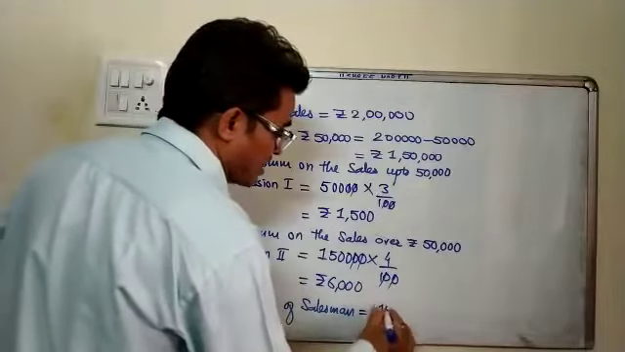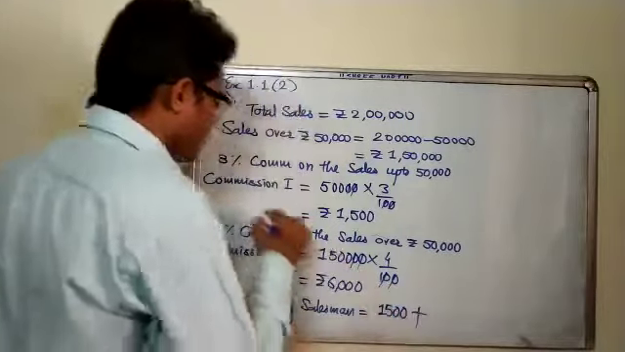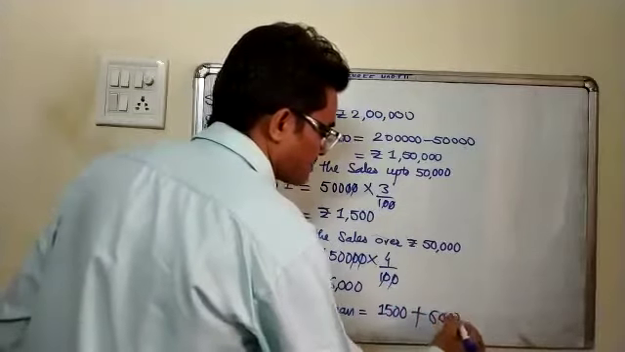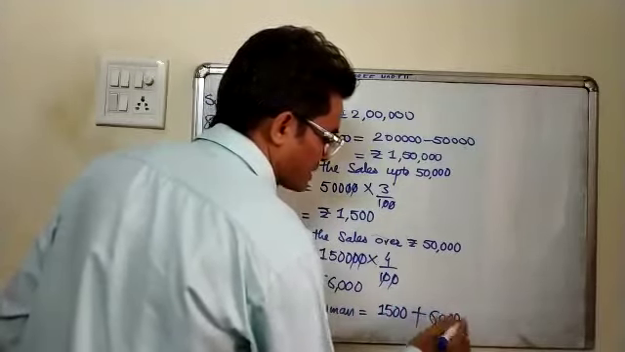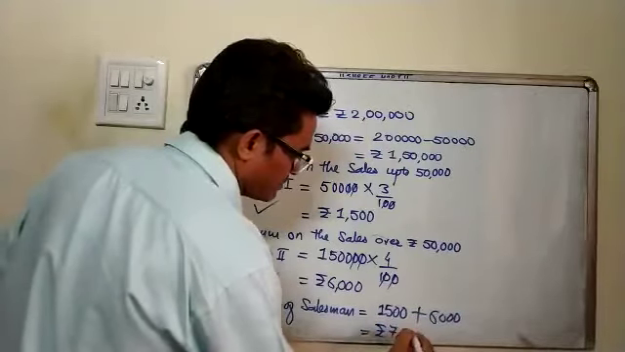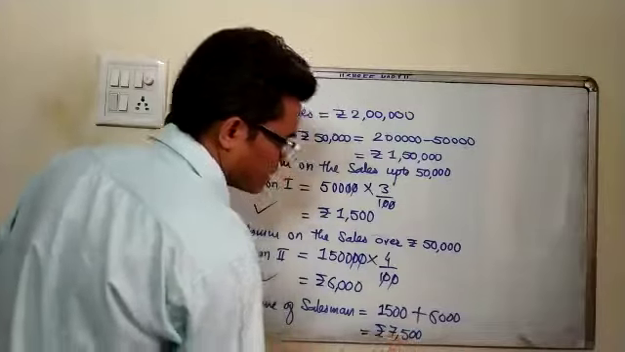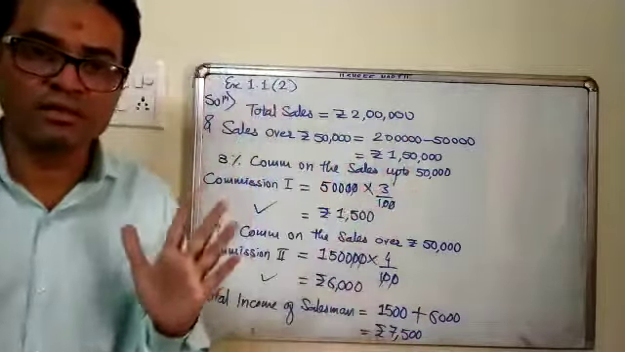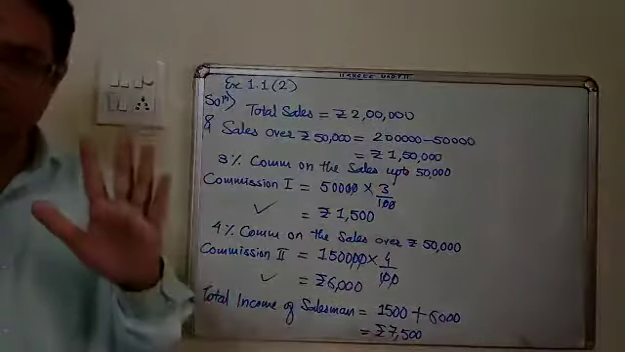So your required question, what is the total income of salesman? Salesman is receiving commission 2 times. First commission 1,500, second commission is rupees 6,000, and he is getting total commission of rupees 7,500. Understood this concept? Fine.